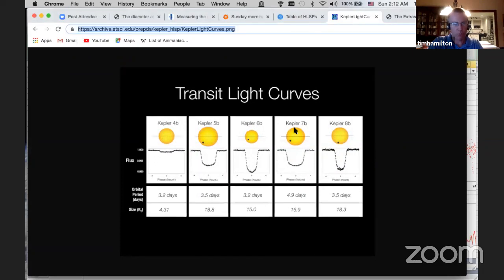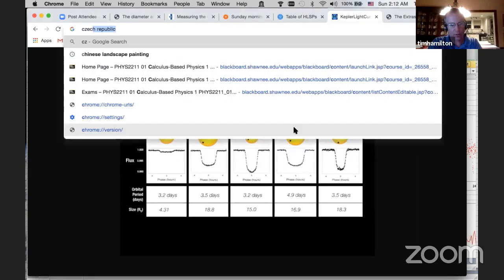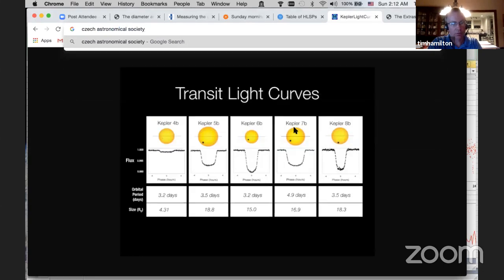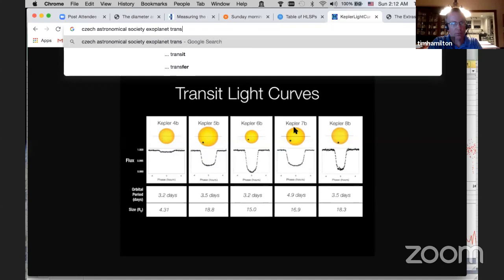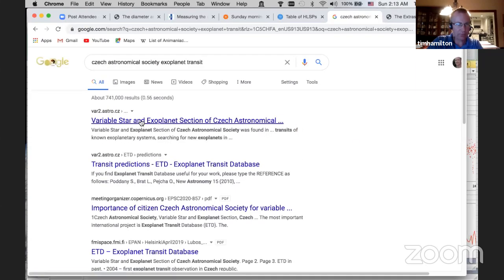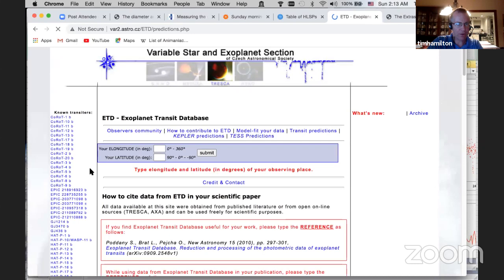let me show you one other resource here. This is the Czech, as in Czechoslovakia, but now the Czech Republic, Astronomical Society. And they maintain a database, here we go, of exoplanet transits.